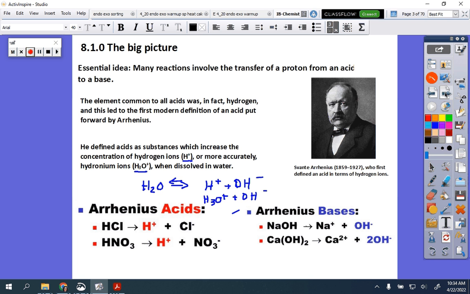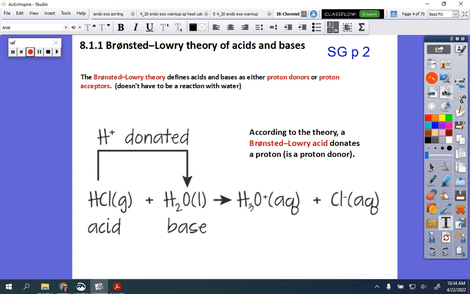Just the history of it, because then Bronsted and Lowry came up with a definition that expands it a little bit more. It doesn't have to be in a reaction with water, although most of the time we do talk about it in reactions with water. The Bronsted-Lowry definition is a bigger definition of acids and bases, and it basically says the acid is a proton donor and the base is a proton acceptor. So the acid gives up the H+, the base accepts the H+.